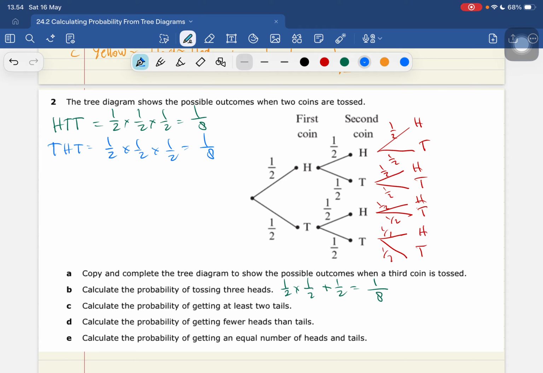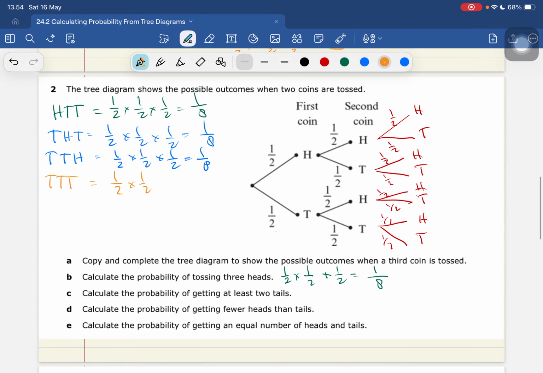And what else to get at least 2 tails? Tail, tail, and head. So this is 1/2 times 1/2 times 1/2 equals 1/8. The last, we got all 3 tails. So here 1/2 times 1/2 times 1/2 equals 1/8. So here we will get at least 2 tails. We can just add them. So 1/8 plus 1/8 plus 1/8 plus 1/8 is equal to 4/8. We can simplify to 1/2.